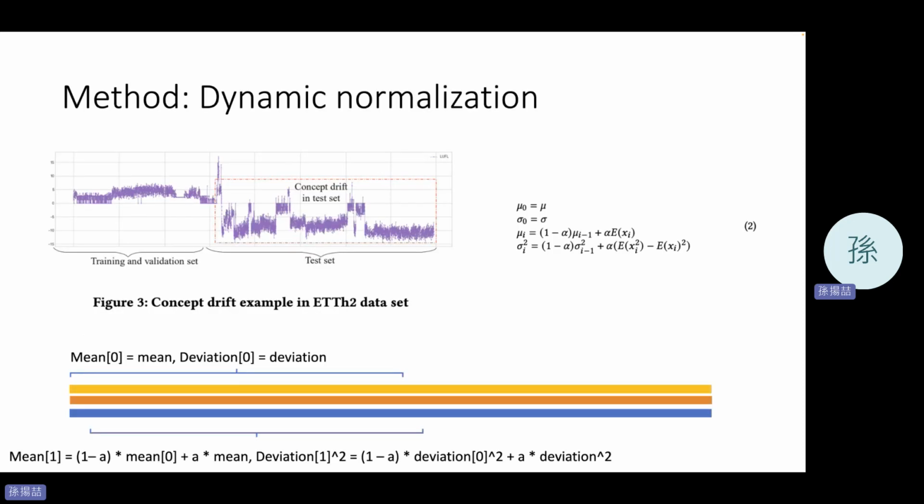In the method of this paper, the first one is dynamic normalization. Generally, we use the training set's mean and standard deviation to normalize all the data, but the data distribution in the test set may differ from the training set, so we need to dynamically alter the mean and standard deviation according to the data input, as we can see here.